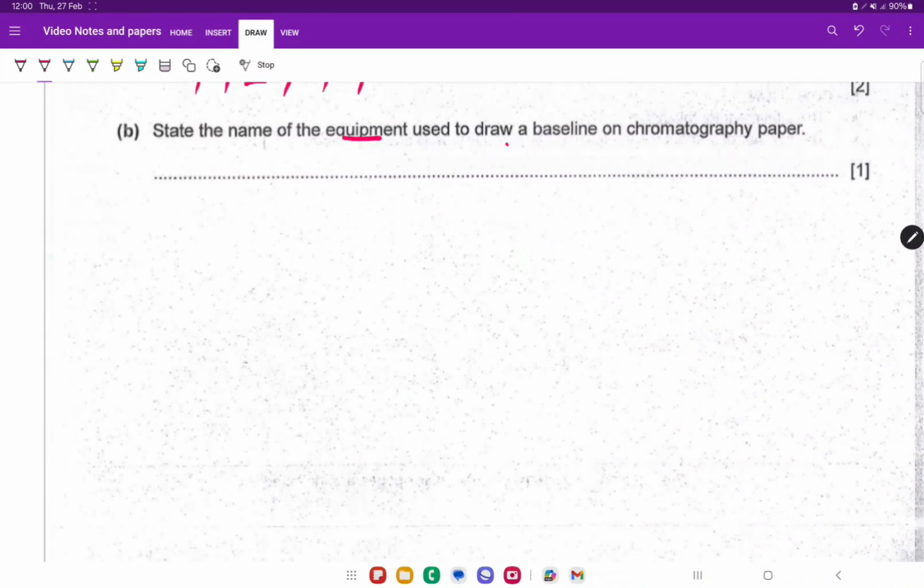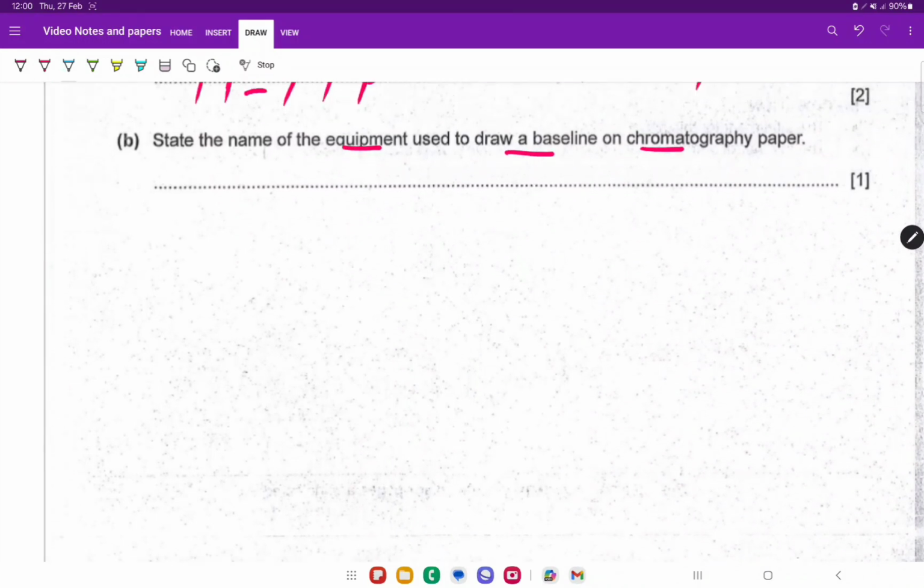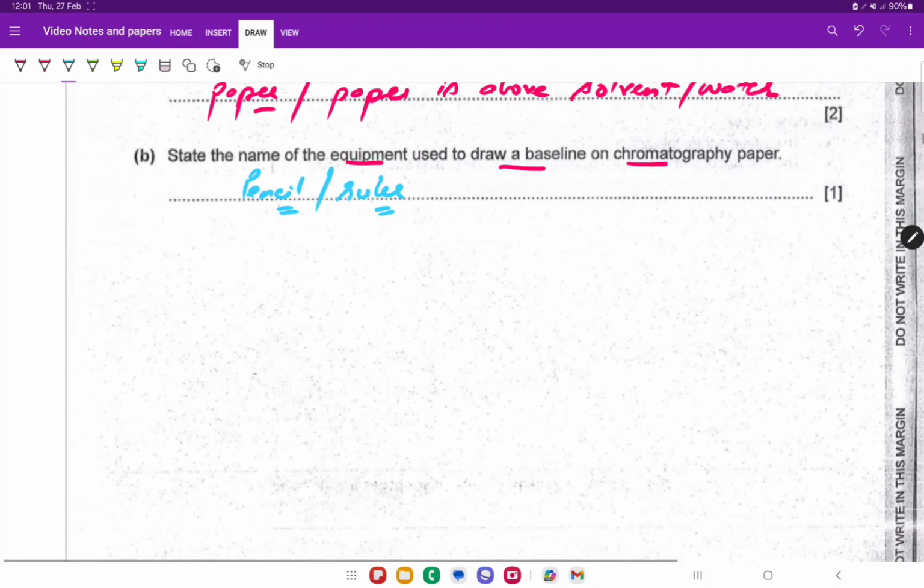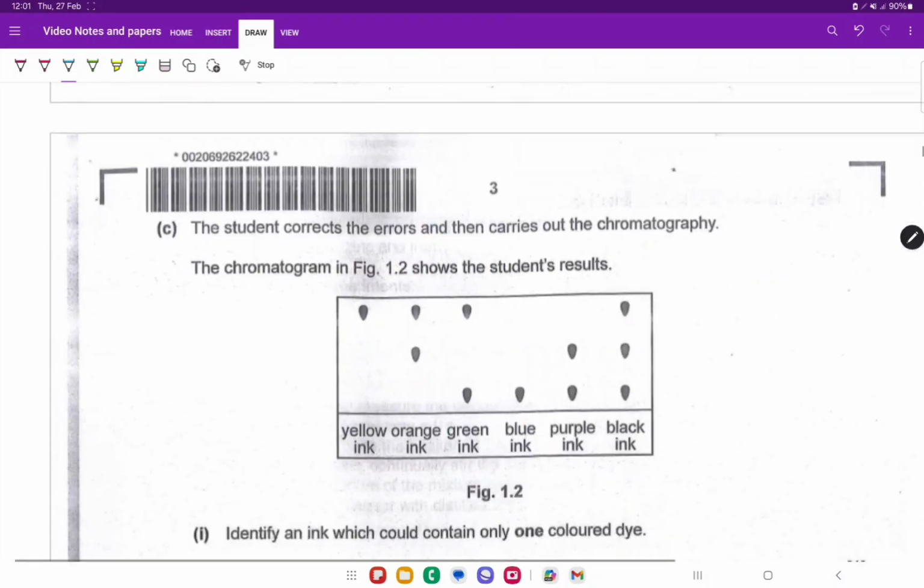State the name of the equipment used to draw the baseline. So we generally draw the baseline with the help of a pencil, because pencil contains graphite and it does not have any other color or any other dyes in it, therefore it will not interfere with your chromatographic paper or solvents, or with the samples which we are using in the chromatography. It will not interfere. So a pencil and a scale or a ruler we can use to draw. So this should be the answer for the equipment used to draw a baseline on a chromatographic paper.